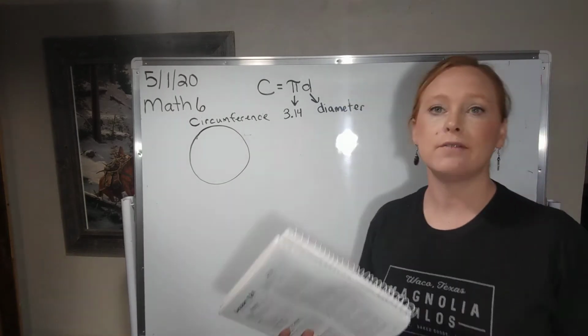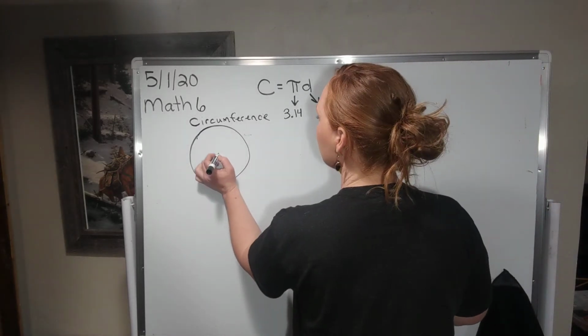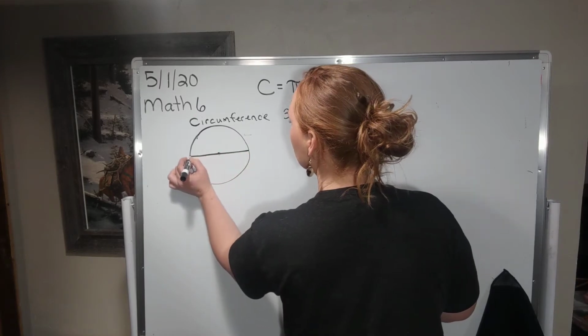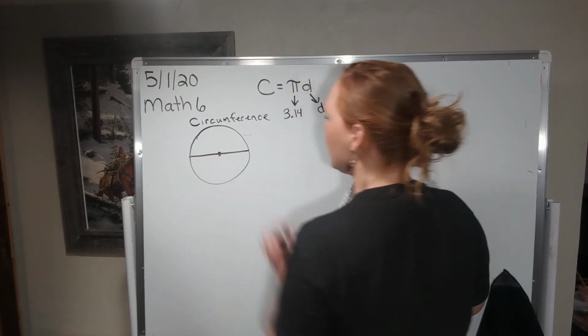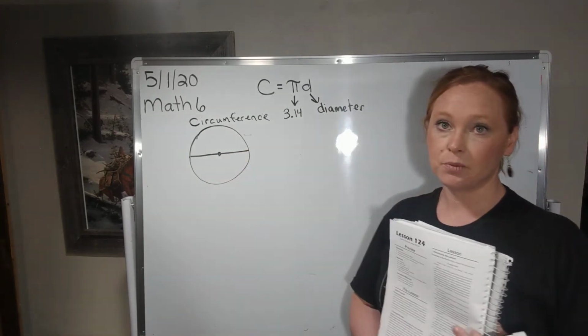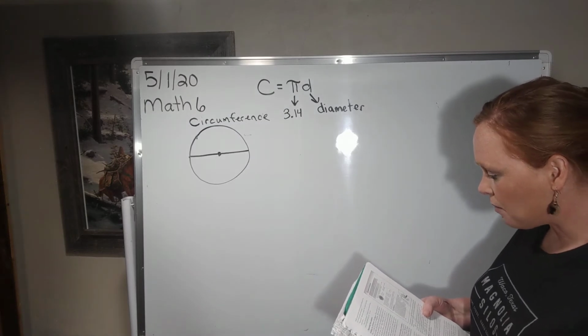The diameter of a circle is the line that goes through the middle of the circle all the way across from one side to the other, but it has to pass through the middle. Okay? So it has to go all the way across. All right. So let's look at that first problem that they gave you.